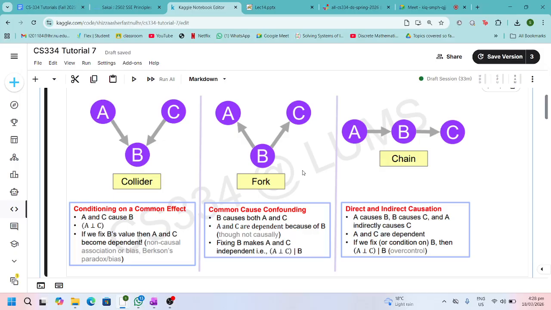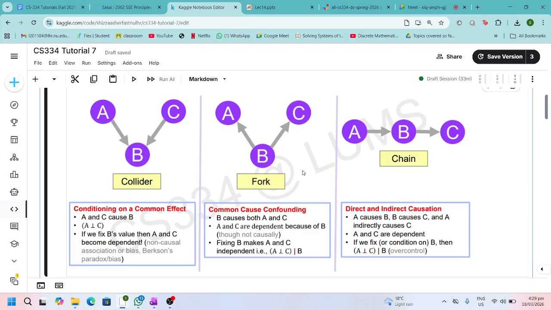So yeah, A and C are not independent of each other. You do observe a correlation between them. This relationship that you observe between them, however, is spurious. Fork का एक और भी name होता है which we have been iterating for quite some time now. It's also called a confounder.